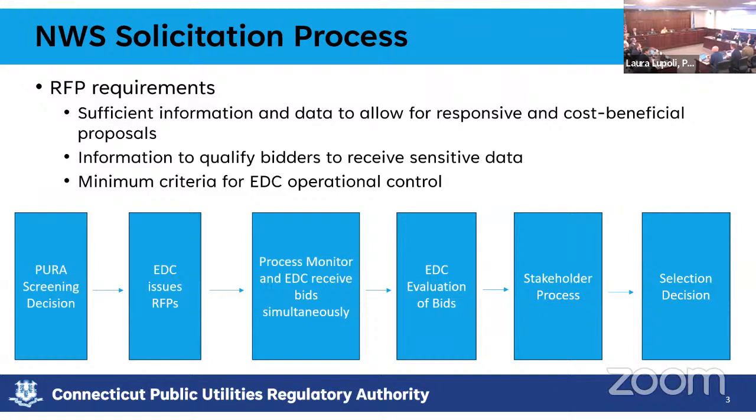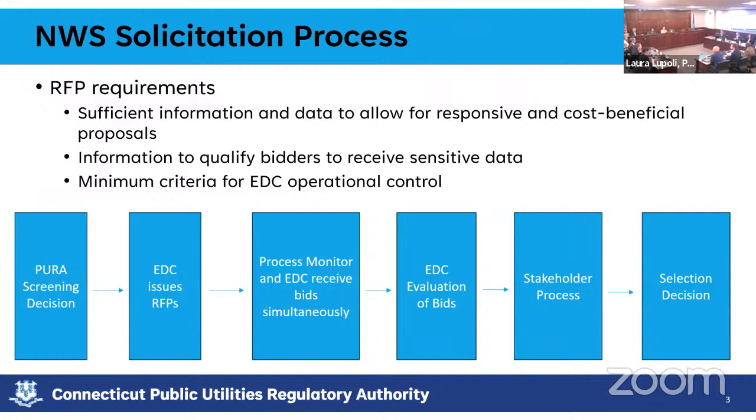And PURA has issued the screening decision identifying the grid needs for which a competitive NWS solicitation is presumptively necessary for future prudence reviews. The RE07 decision established several procedural aspects of the solicitation process as well as requirements for the RFP. The RFP must contain sufficient information for developers to, first of all, provide proposals that meet the requirements of the grid need, and second, optimize the benefits to ratepayers based on the benefit cost analysis framework.